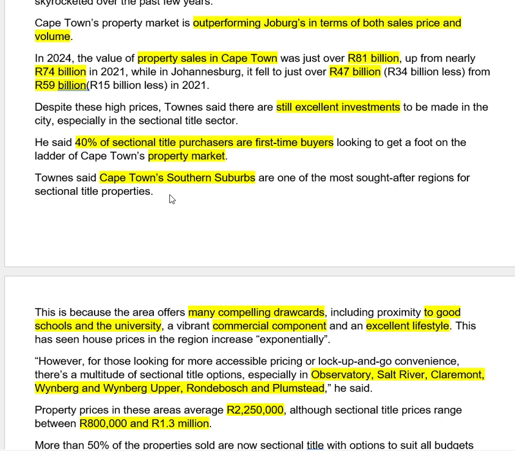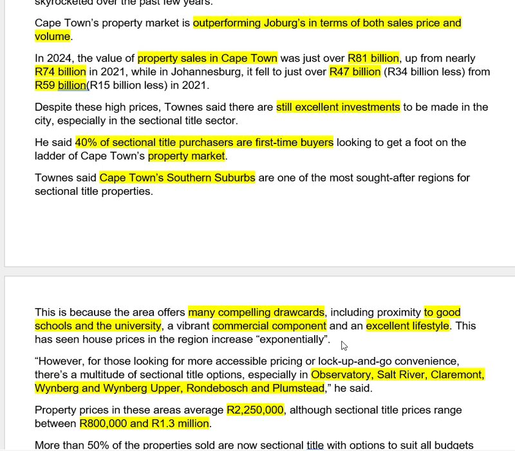And the reason that Southern Suburbs is a good place to make a purchase for your investment property, or the property that you want to stay in, is because of a number of things. Amongst others, it's your good schools, your good university, a lot of commercial properties, and it also provides you an excellent lifestyle, right?